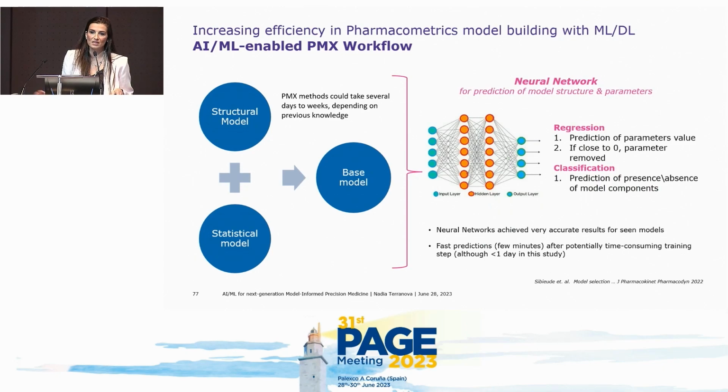Even more impressive has been the use of neural networks to predict model parameters or to advise on whether certain model components were present or not. In fact, the true model could be advised in a few minutes or less than a day, which is extremely encouraging for the use of these methods. Of course, we could see that the performance was highly related to the training set, to which models you have represented in your training set.